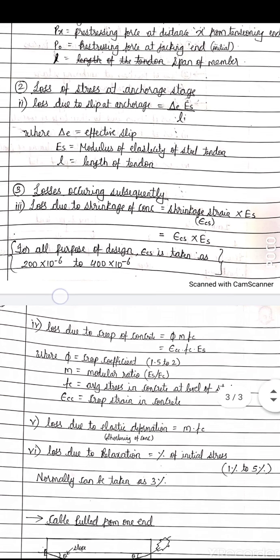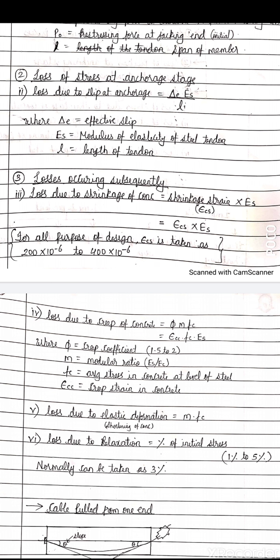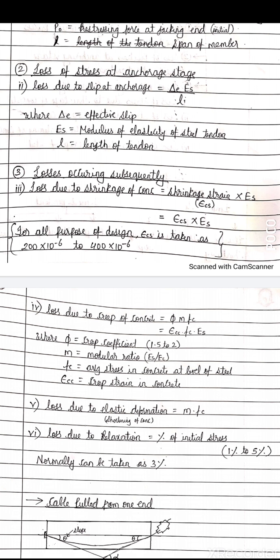So the loss due to creep of concrete is given by phi into m into fc, and you have one more equation for this, that is epsilon cc into fc into s, where epsilon cc is nothing but creep strain in concrete. So let us see what are the terms involved in this equation. Phi is your creep coefficient, and it is generally taken between the range 1.5 to 2. Normally it will be given in the question, and m is the modular ratio, which we have already seen in TRCS. Modular ratio is nothing but the ratio of modulus of elasticity of steel to modulus of elasticity of concrete, and these values will be generally given to you in the question.